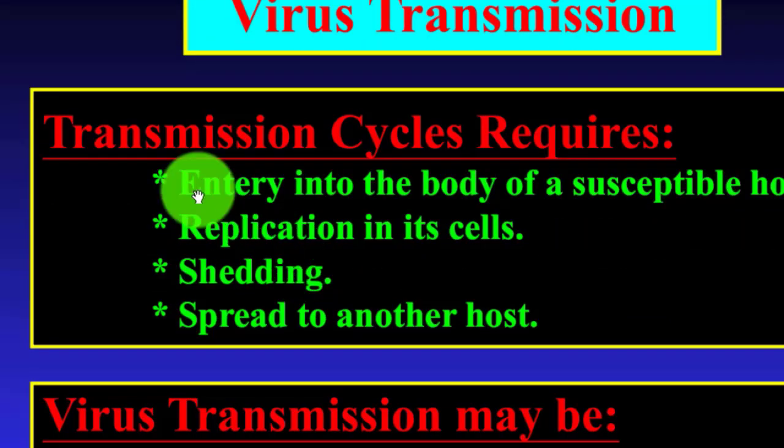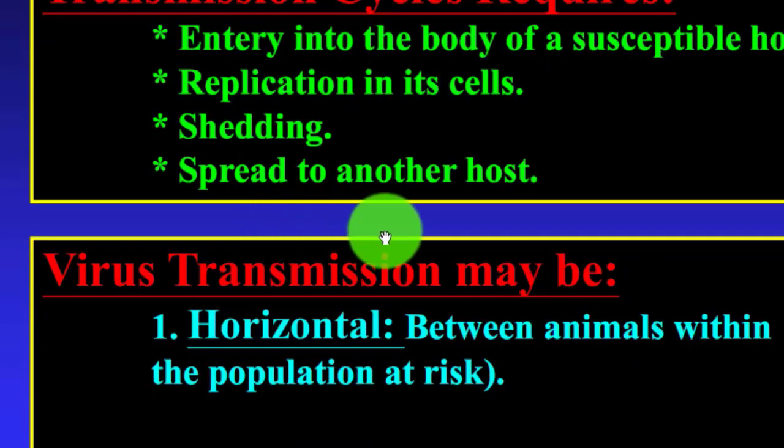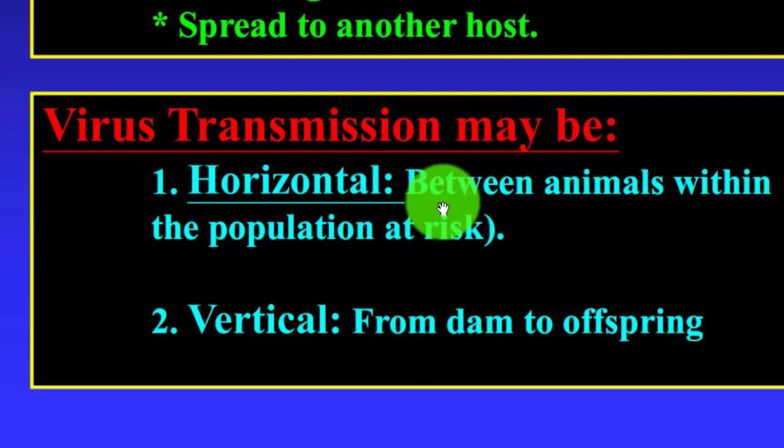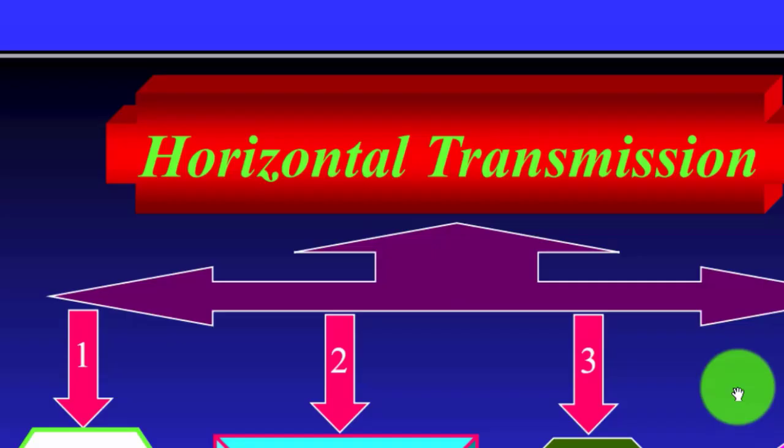Virus transmission cycle requires entry into the body of a susceptible host, replication in its cells, shedding, and spread to another host. Transmission may be horizontal, between animals within the population at risk, or between humans within the population at risk; or vertical, from dam to offspring, or from the mother to her daughter.